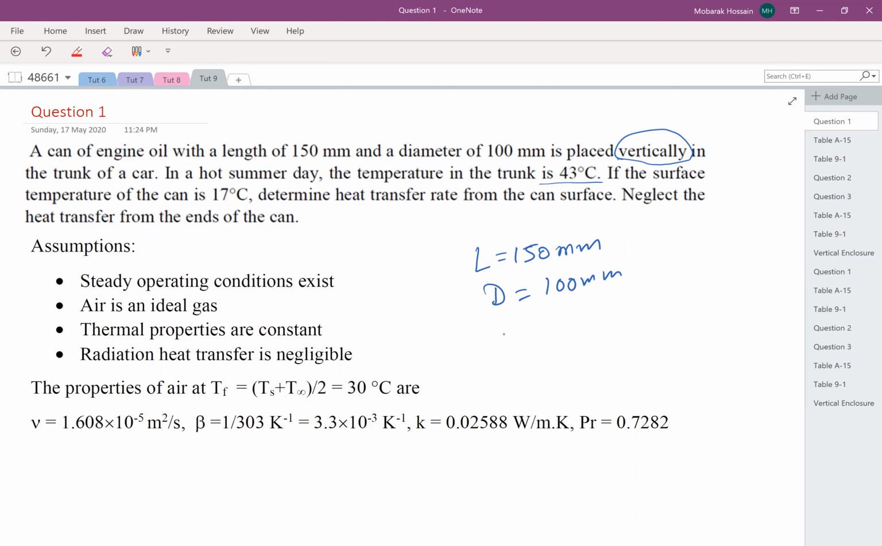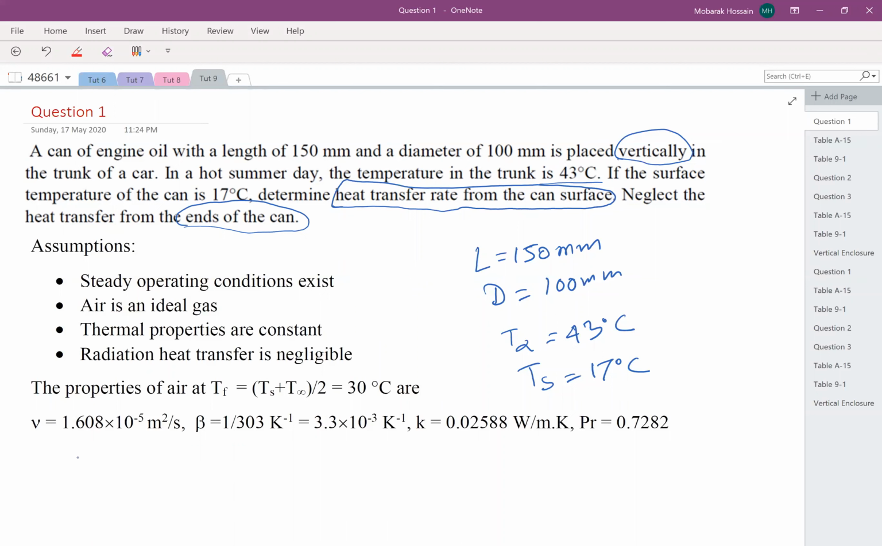Say the temperature of the trunk is 43 degrees Celsius. If the surface temperature of the can is 70 degrees Celsius, determine the heat transfer rate from the can surface, and neglect the heat transfer from the end of the can.